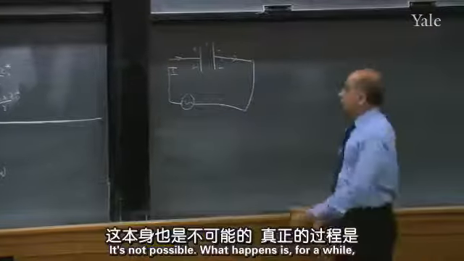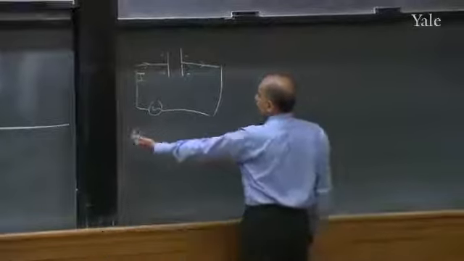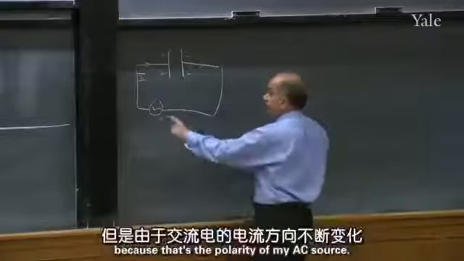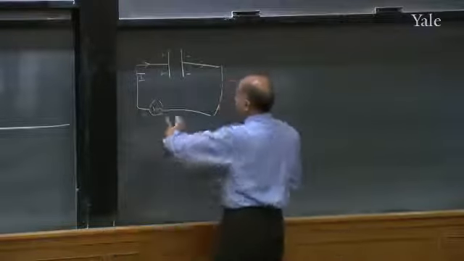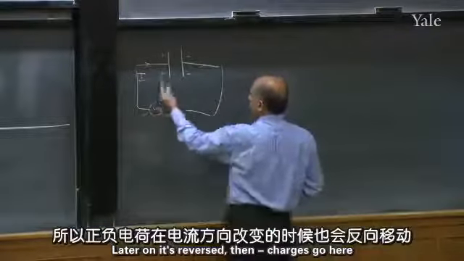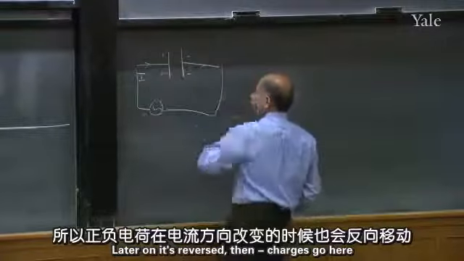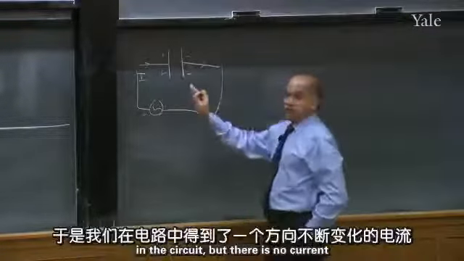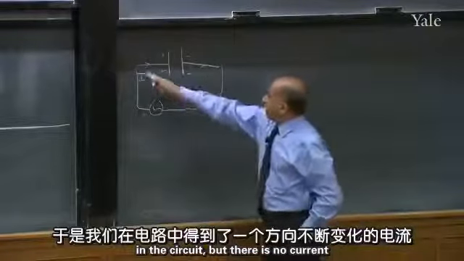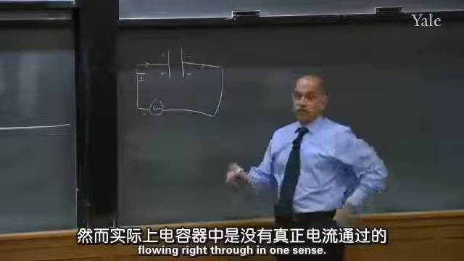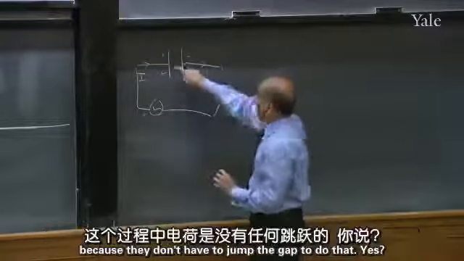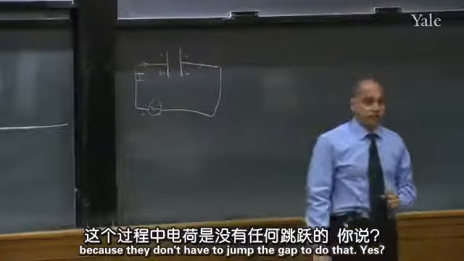It's not possible. What happens is, for a while, plus charges rush here, and minus charges rush to the other plate, because that's the polarity of my AC source. Later on, it's reversed. Then minus charges go here, and plus charges go there. So there is an alternating current in the circuit. But there is no current flowing right through, in one sense. But there's nothing to keep it from going this way and that way, because they don't have to jump the gap to do that.